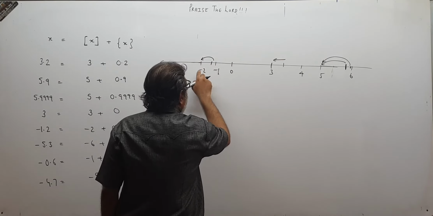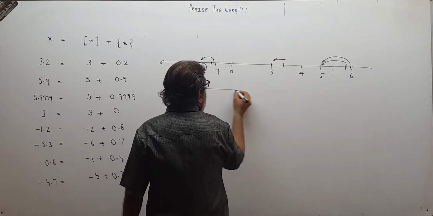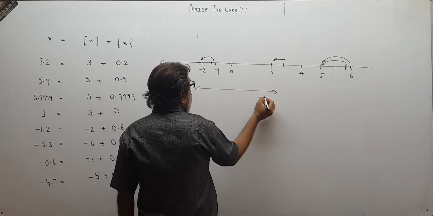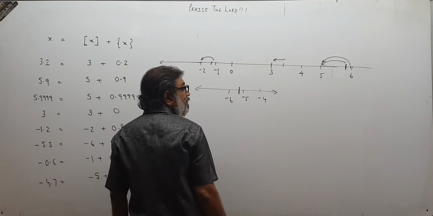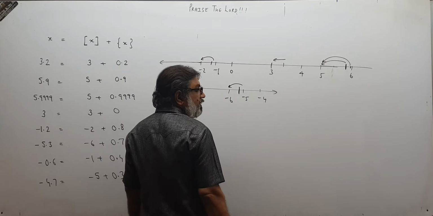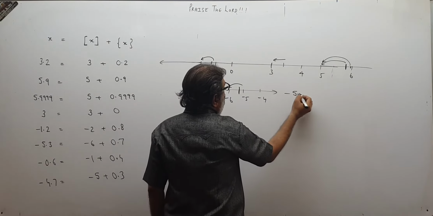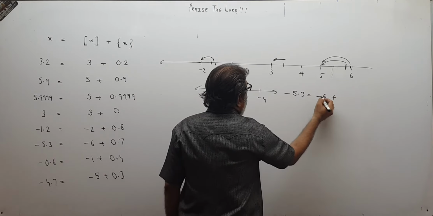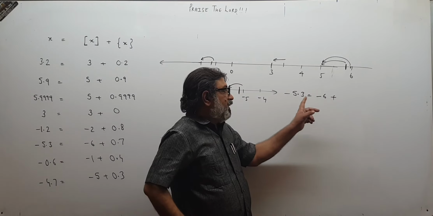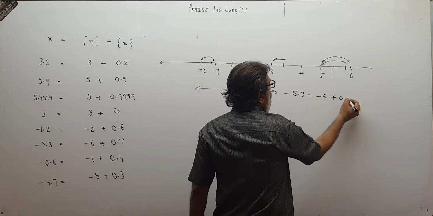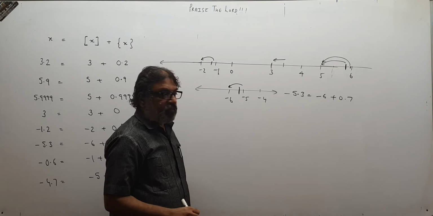For minus 1.2, answer should be minus 2. Very true. Then minus 5.3. This will be minus 4, this will be minus 5, this will be minus 5.3 somewhere here. Move to the left, what is the answer? Minus 6. So we write minus 5.3 is equal to minus 6 plus we have to do that, because integer part is minus 6. And plus what? Plus 0.7 naturally. So this plus this will become this. So 0.7 is the fractional part.